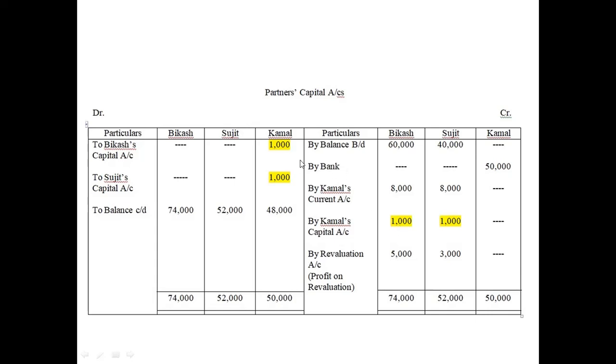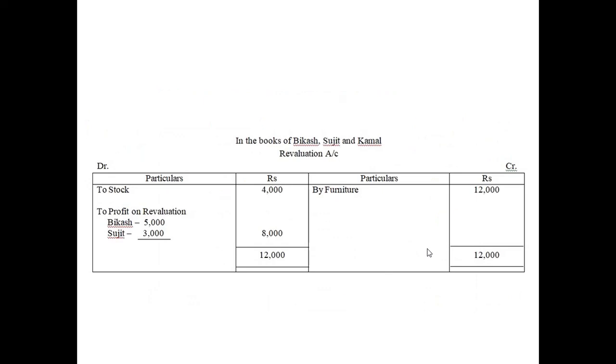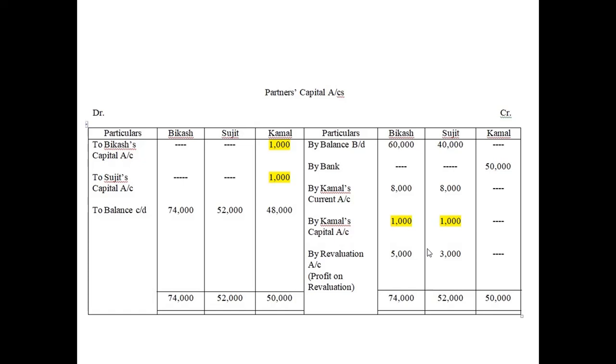You can see here these amounts are highlighted with yellow, okay? So we have seen the profit on revaluation also, that was 8,000, isn't it? You can see here, the profit on revaluation was 8,000. So this 8,000 will be shared between Vikas and Sujit as per their old profit sharing ratio, which is 5,000 and 3,000. Okay, so do the total of all these, and you will get 74,000 and 52,000.